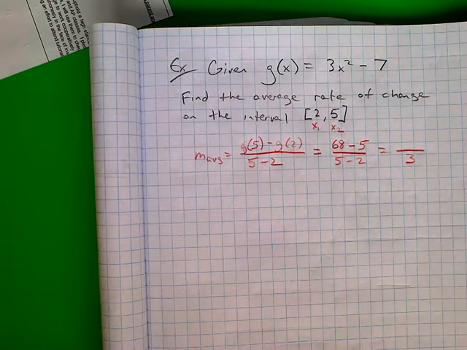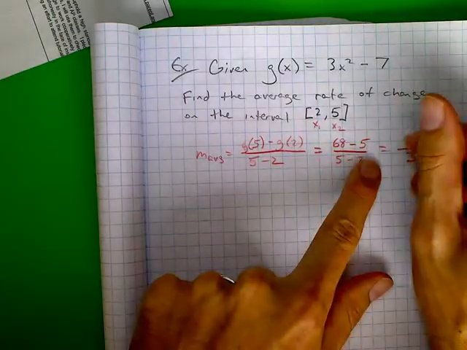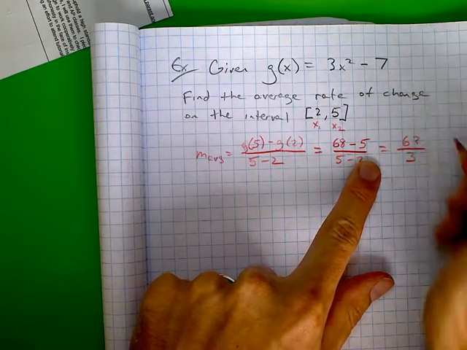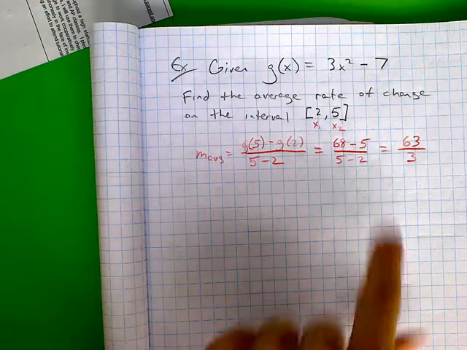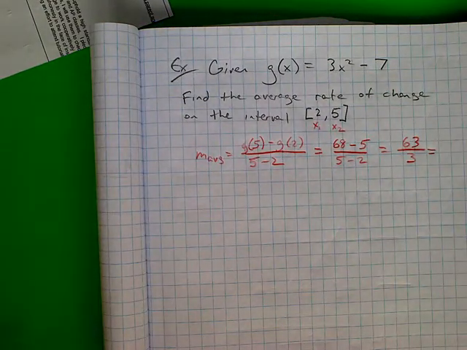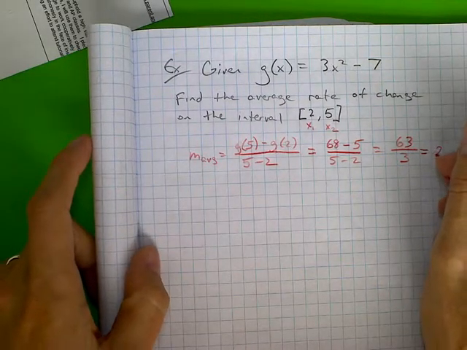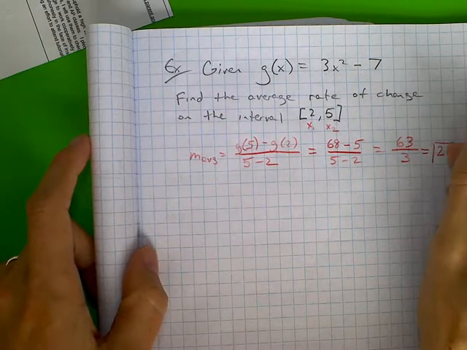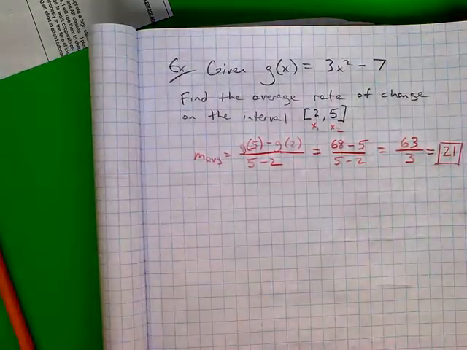Then my x values are 5 and 2. So I'm going to subtract the y values on top. I get 63. And on the bottom I get 3. I think that might reduce. Exactly, 21. So my slope is 21.